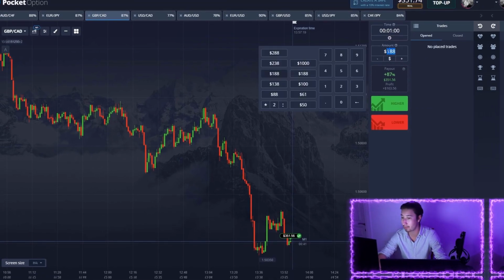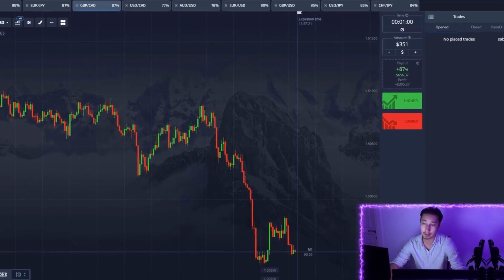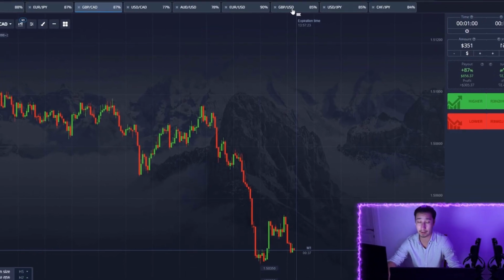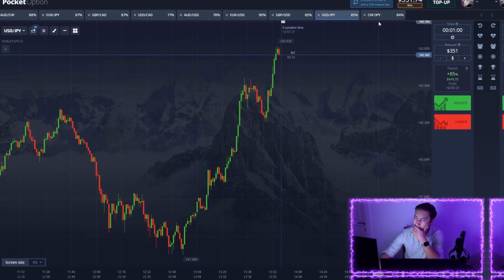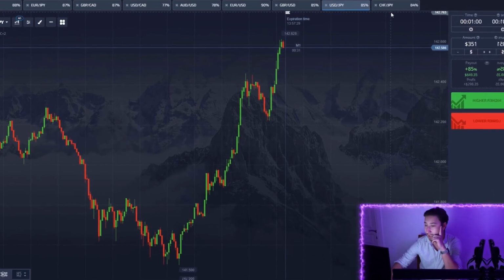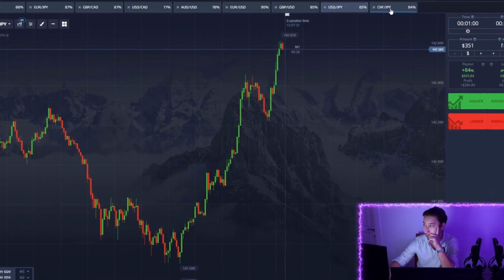We got $351 on our balance, and let's continue our trading. Find another currency pair, of course. Let's see what do we have here.